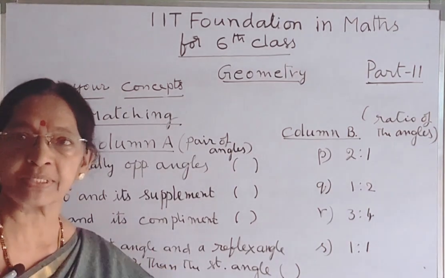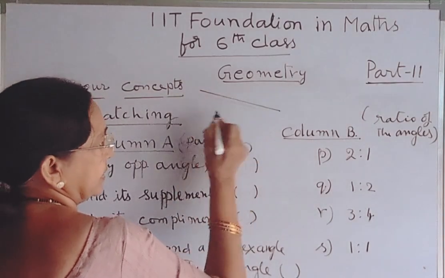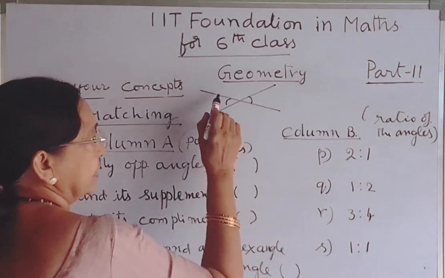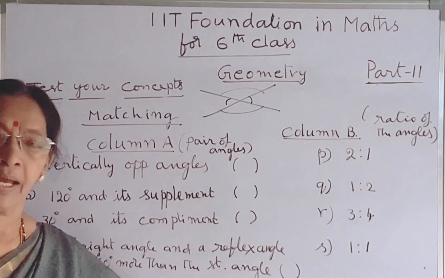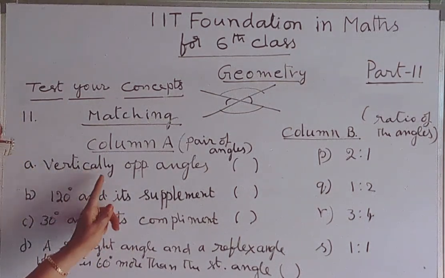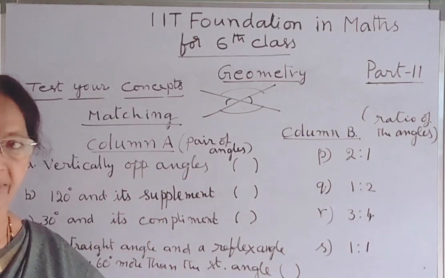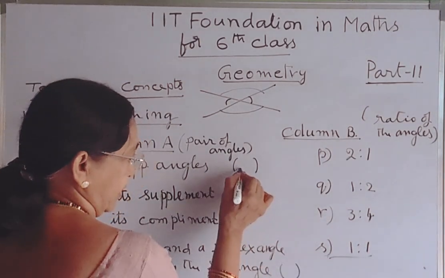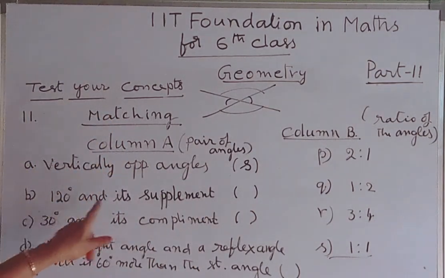Vertically opposite angles means when two straight lines intersect each other, the angles which are opposite, these two angles, are called vertically opposite. Similarly, these two are another pair of vertically opposite angles. And vertically opposite angles are equal. Therefore, the ratio of vertically opposite angles is 1:1 because they are equal. So, yes, 1:1 is correct.